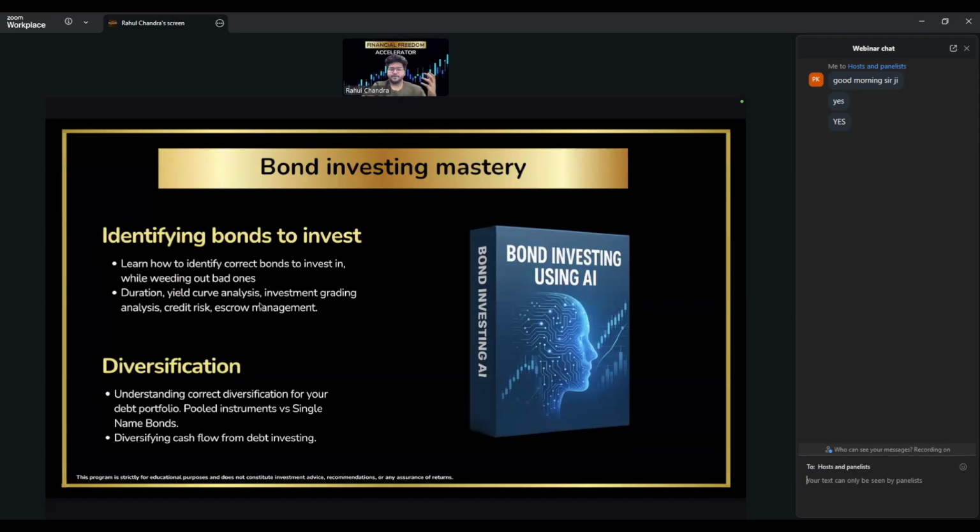We'll teach you about duration, yield curve analysis, investment grading analysis, credit risk, escrow management. We'll also be teaching you about diversification of a bond portfolio, whether you want to go for a pooled investment versus a single named investment, and also diversifying cash flow from debt investing, so that you have a predictable cash flow from your debt instruments as well.